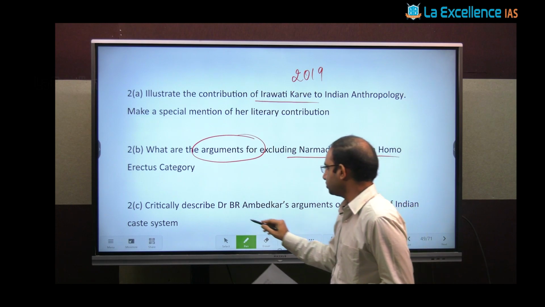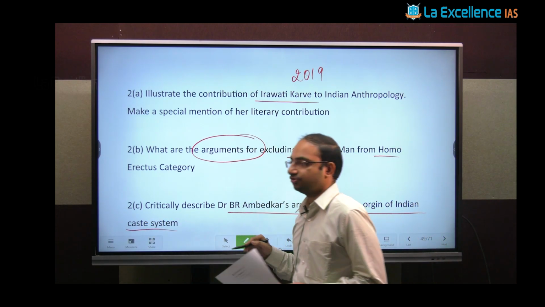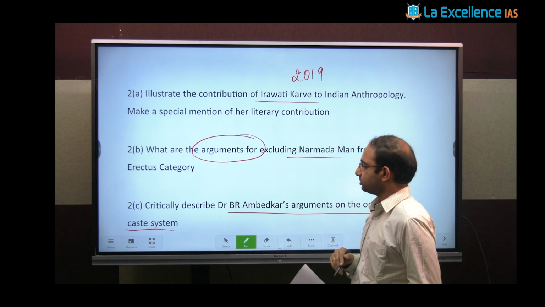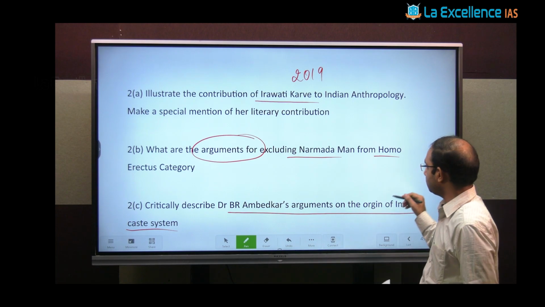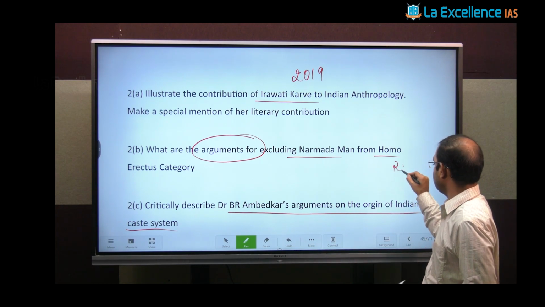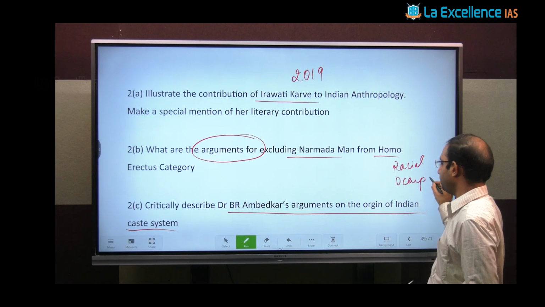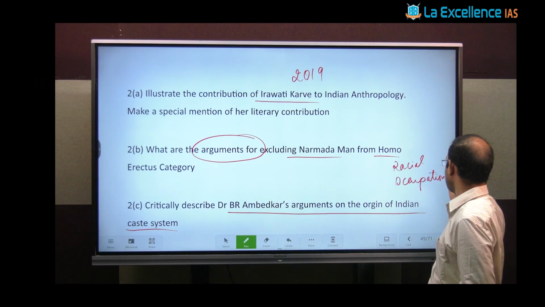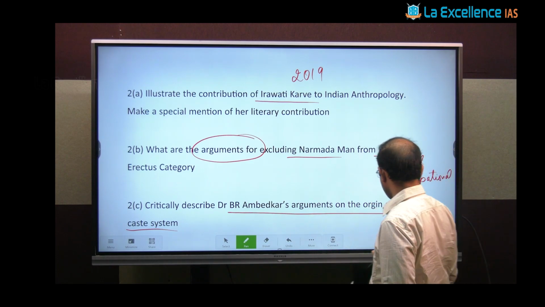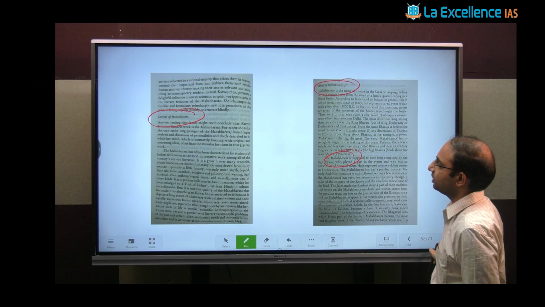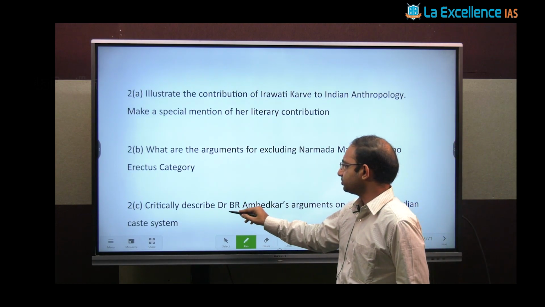Then the other question is B.R. Ambedkar's arguments on the origin of the Indian caste system. This is a question which many students found difficult because in anthropology, whenever we study origins of caste system, we only study the traditional theories like racial theory, occupational theory and so on. We don't go into detailed studies beyond this, and these are all slightly outdated theories. Ambedkar's is a more modern and a stronger critique of caste system. So students should have given importance to Ambedkar.